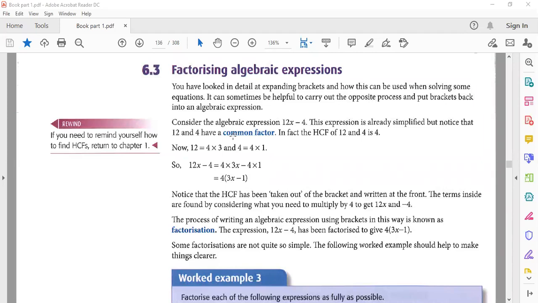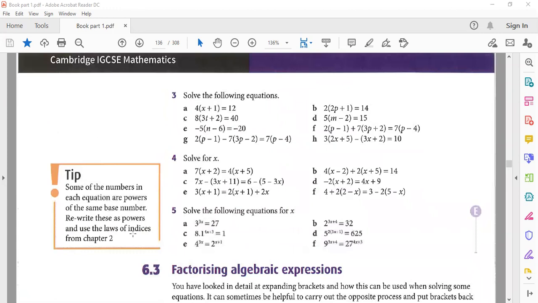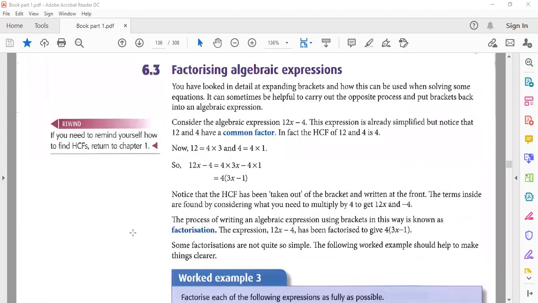So today we will discuss a new topic, that is factorizing algebraic expression. In this topic, it's 6.3 and page number 128. Okay, let's start this one.